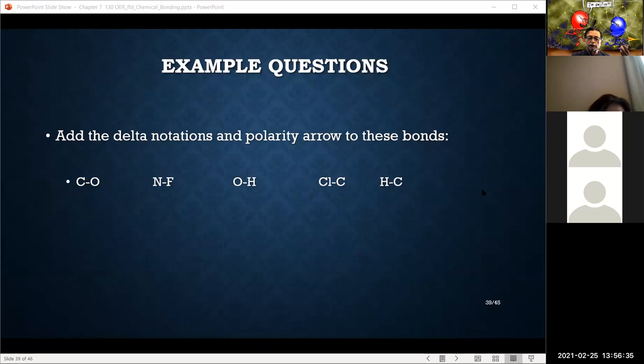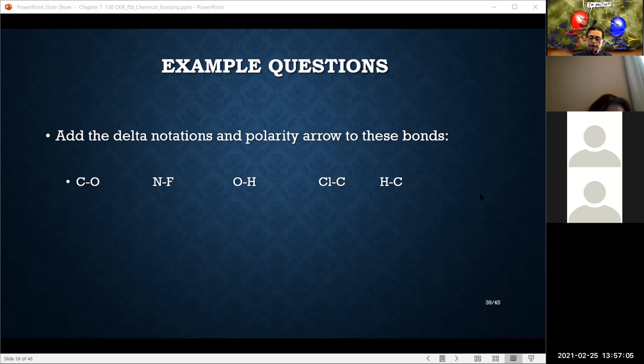Now, the question here is to add the delta notation and the polarity arrow. The delta notation means we've got a partial positive and a partial negative. Don't forget to add both. And the polarity arrow's point is going to point toward the most electronegative element. So here we have a bond between carbon and oxygen.